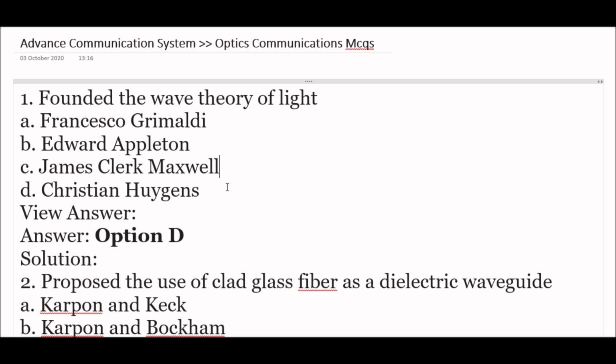Options are: option A, Francesco Grimaldi. Option B, Appleton. Option C, James Clerk Maxwell. Option D, Christian Huygens. And the right answer is option D. Christian Huygens founded the wave theory of light.